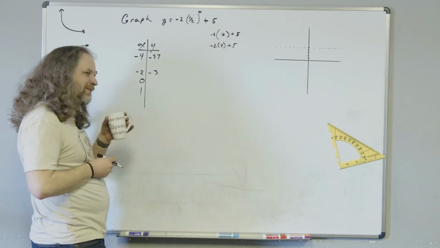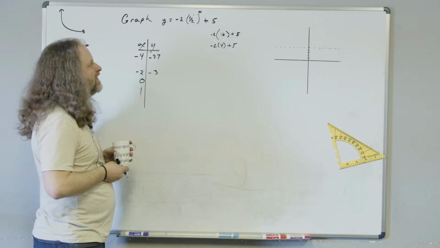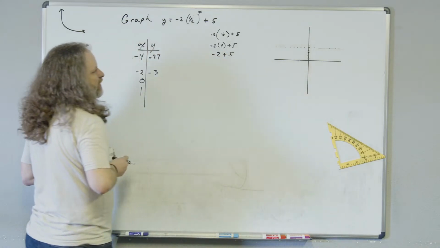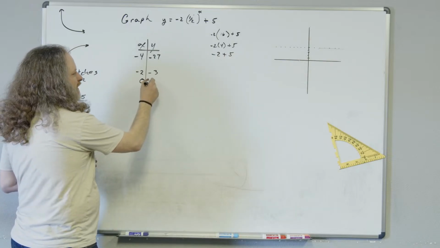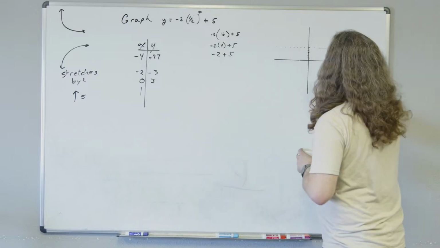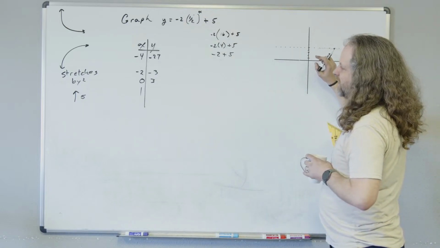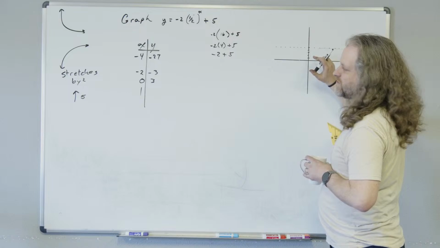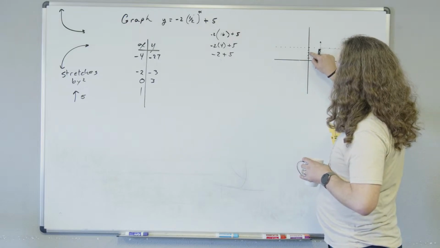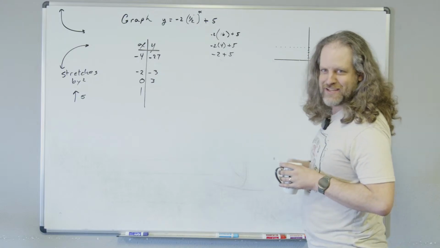What's 1/2 to the 0? 1. What's 1 times negative 2? Negative 2. What's negative 2 plus 5? 3. So, the y-intercept, forgot one. I didn't forget one. I was just pausing for a second. The y-intercept is at 3, which is where we said it was going to be. Imagine that.